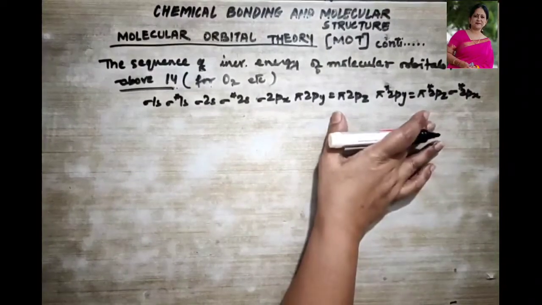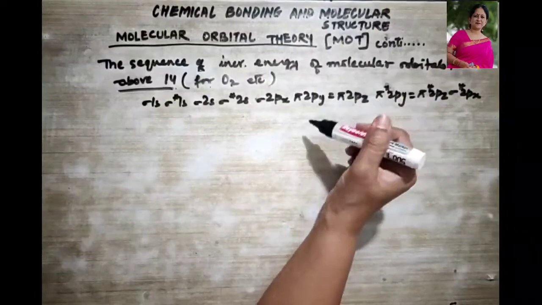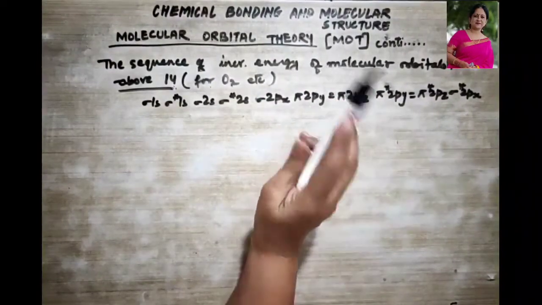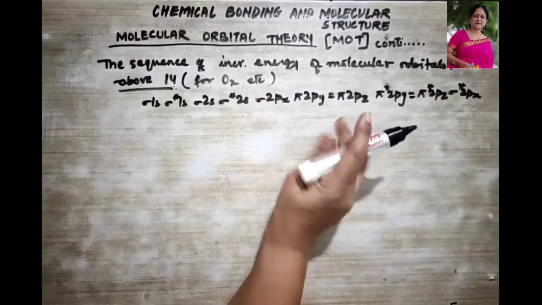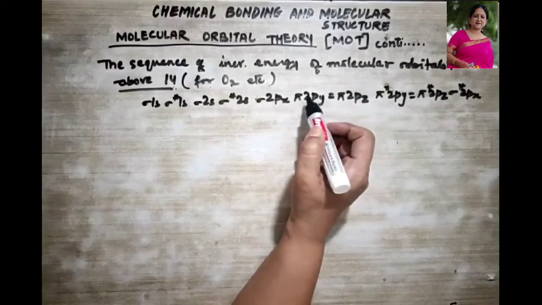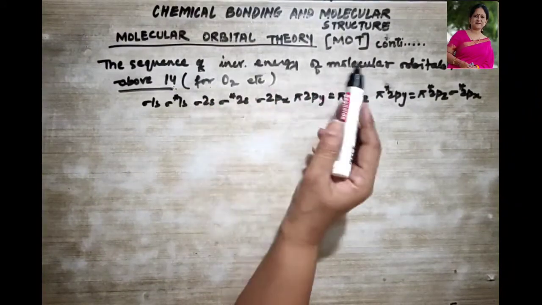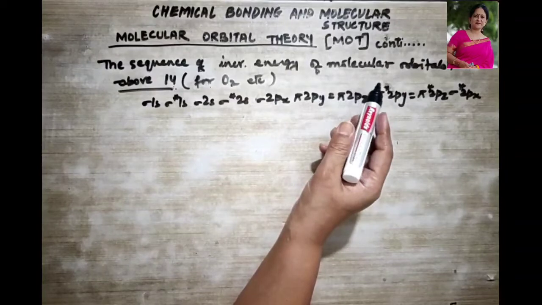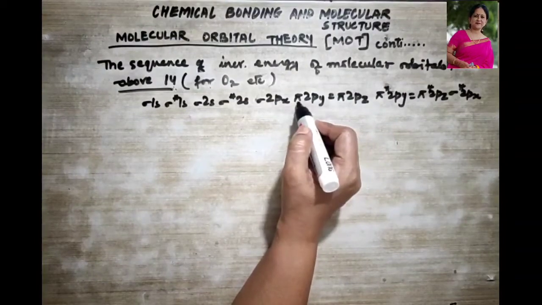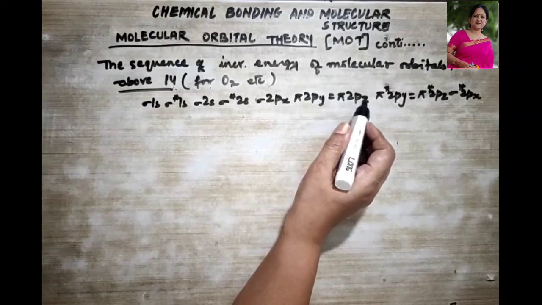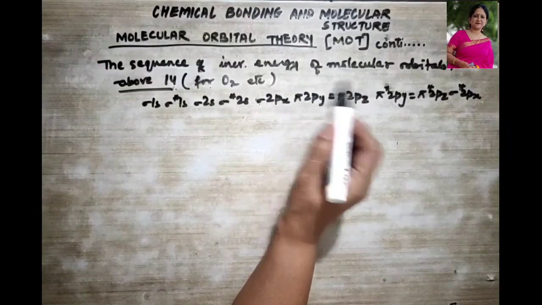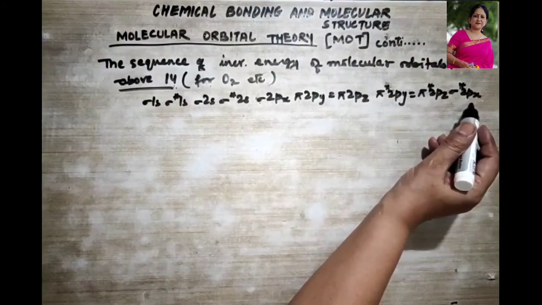So what is the difference between the sequence of these molecular orbitals below 14 and above 14? In below 14, if you remember, there is a slight change. What did we write over there? We wrote that in less than 14, the sequence of molecular orbitals is: this will come first, pi 2py equal to pi 2pz, and then sigma 2px will come. Rest, the same thing is to be written, right?